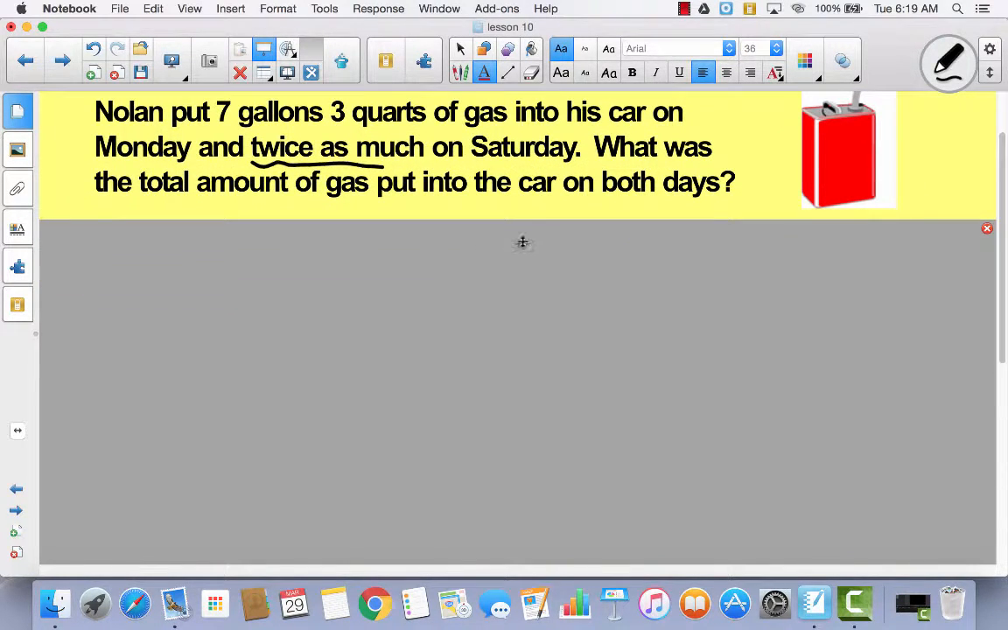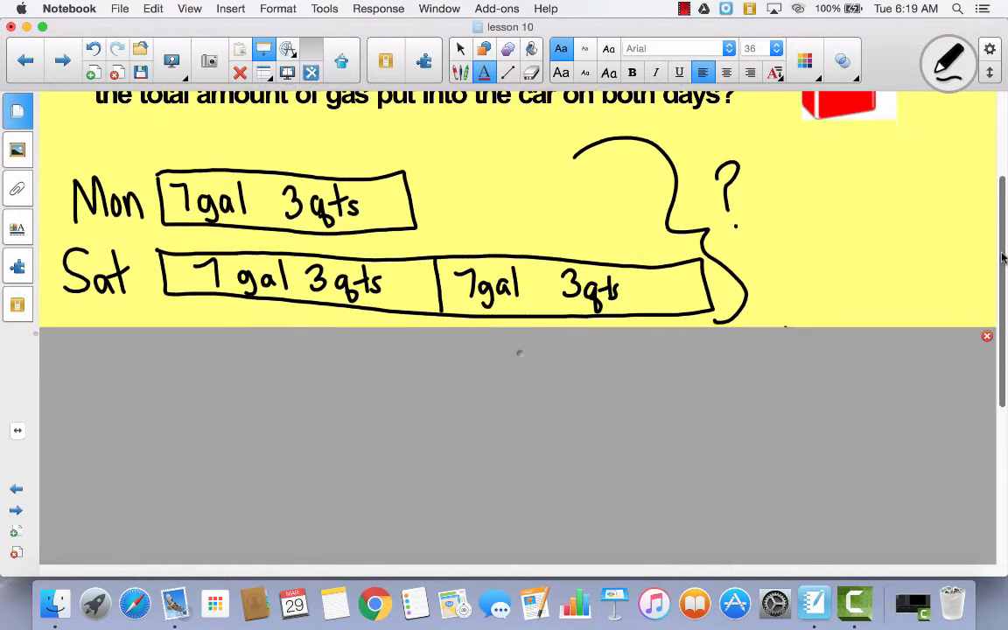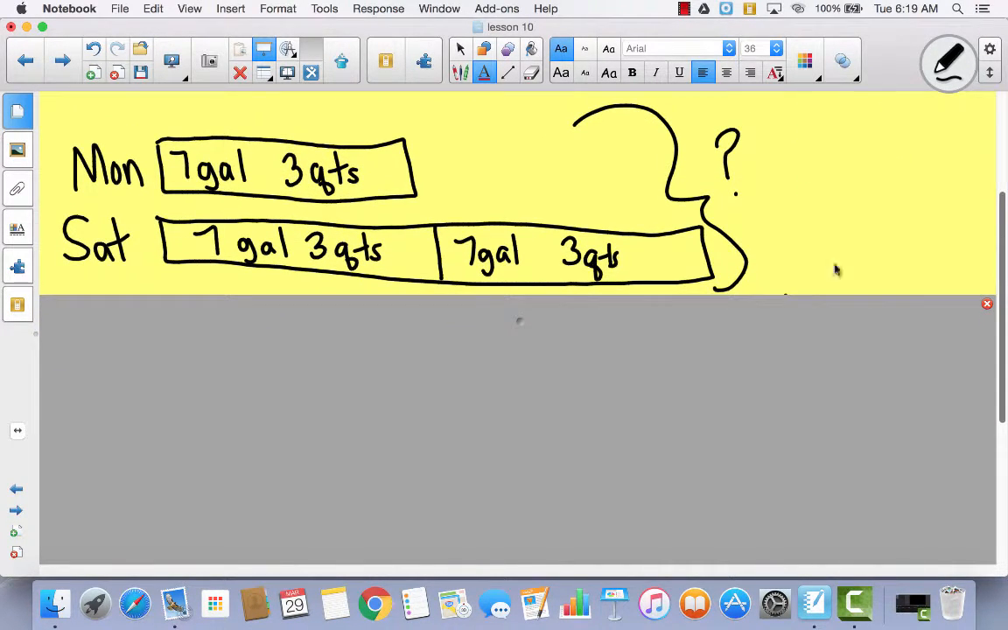Okay, so hopefully you did this problem by yourself. So let's start taking a look at our model first of all. So this was my model. Here was the amount of gas that he put in his car on Monday, and then on Saturday he put twice as much. So I put 2 times the same amount, and then here's my total. So when I got ready to come up with a number sentence, I thought, well, I could add. I could say 7 gallons, 3 quarts plus 7 gallons, 3 quarts plus 7 gallons, 3 quarts.